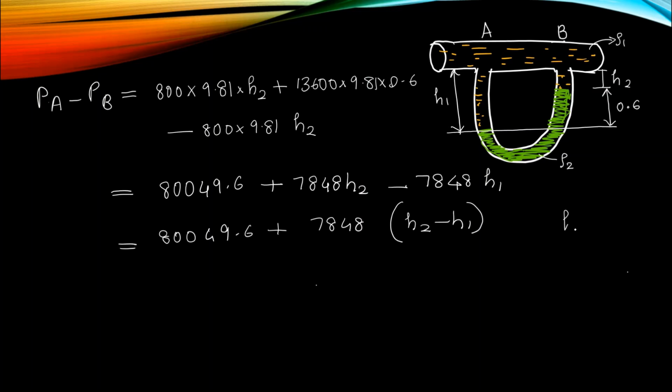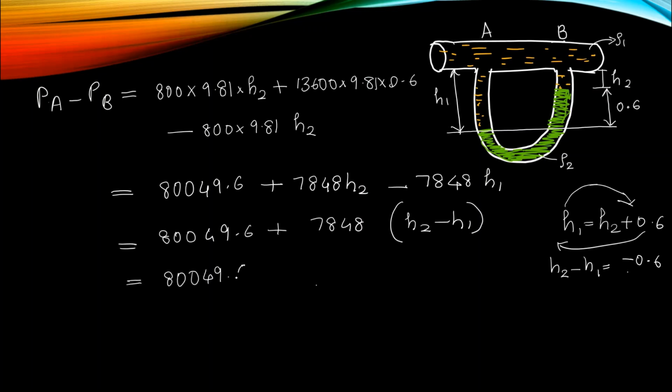Now we have an equation, H1 is equal to H2 plus 0.6. So what is H2 minus H1? H2 minus H1 will be minus 0.6. When I take H1 to the right hand side and 0.6 to the left hand side, you will get H2 minus H1 is equal to minus 0.6. So I am substituting H2 minus H1 as minus 0.6. So 80049.6 plus 7848 into minus 0.6. So what is the answer?